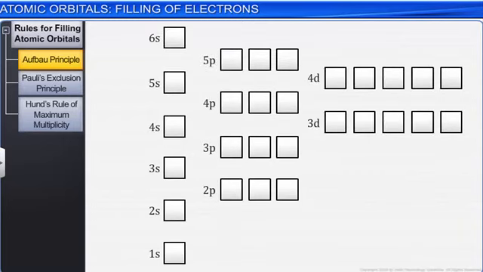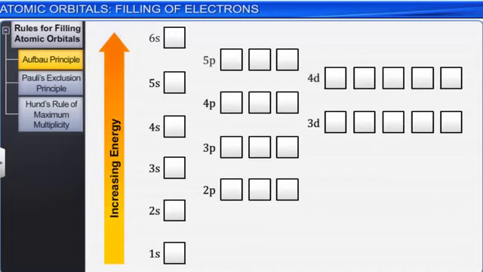This principle states that, in the ground state of the atoms, the orbitals are filled in the order of their increasing energies. This means that electrons first occupy the lowest energy orbitals available to them, and then enter into the higher energy orbitals successively.